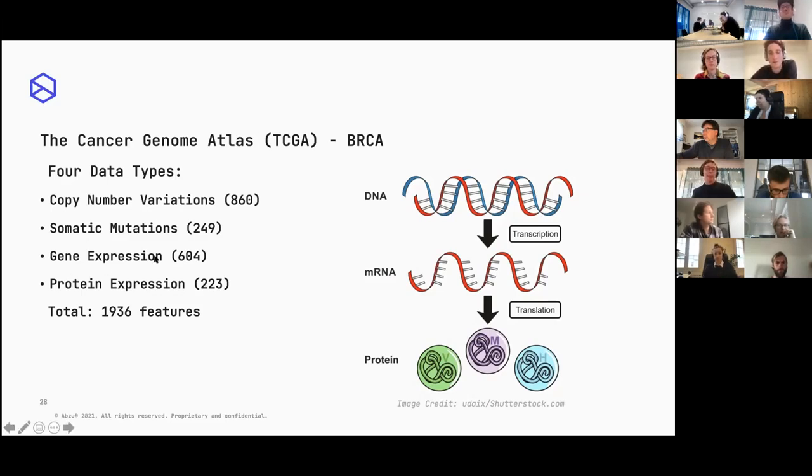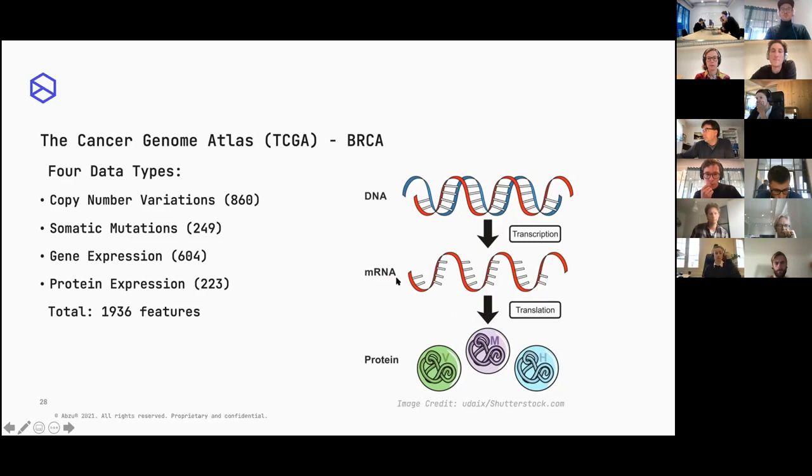Then we have gene expression. So this is on the mRNA level here. Essentially each mRNA is a subset of your gene, right? So it's copied from DNA into RNA, and it holds information for the protein later on. And gene expression is a proxy for protein expression in a sense.